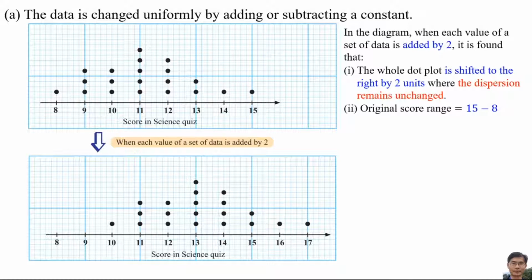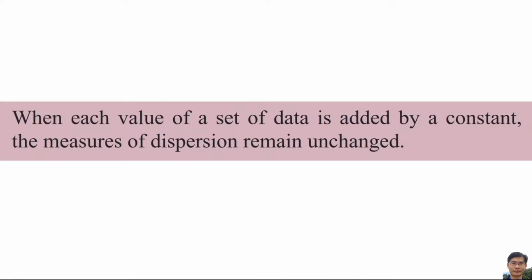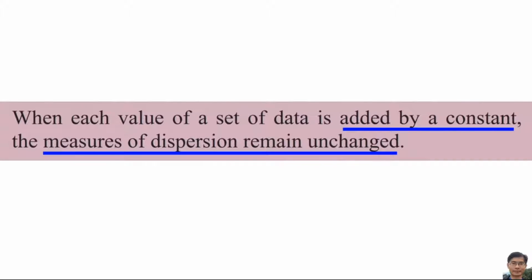The original score range equals 15 minus 8 equals 7, and the new score range equals 17 minus 10 equals 7. So the range of both sets of data is the same. When each value of the set of data is added by a constant, the measure of dispersion remains unchanged.